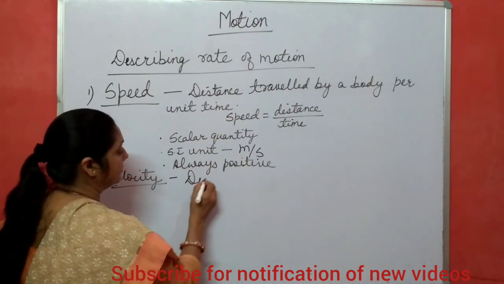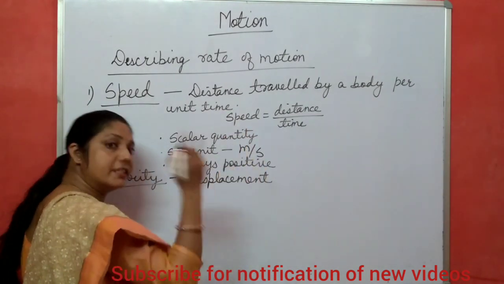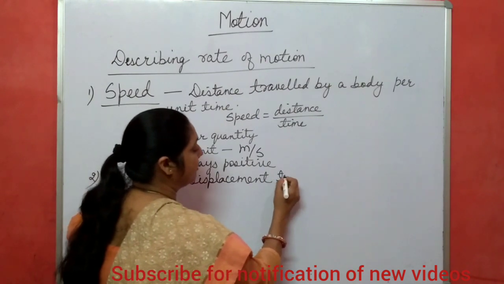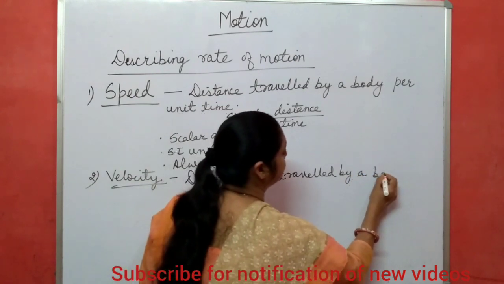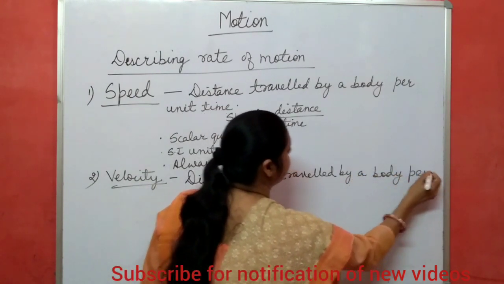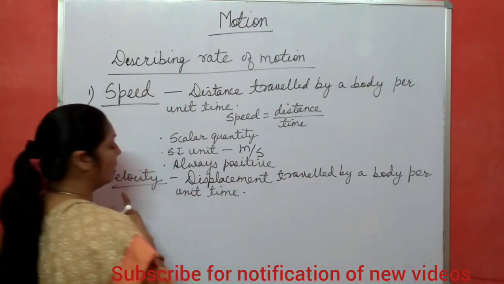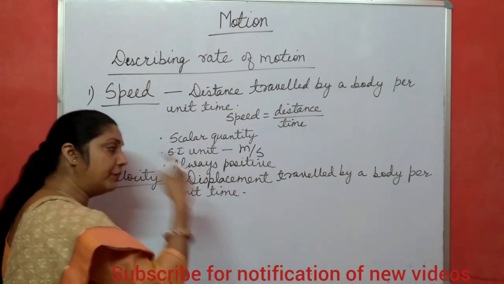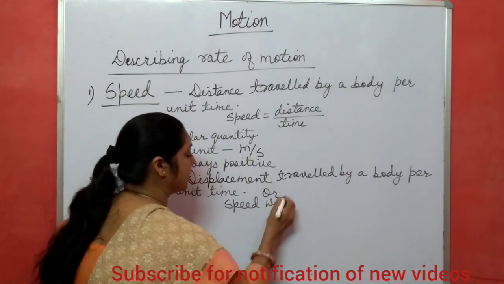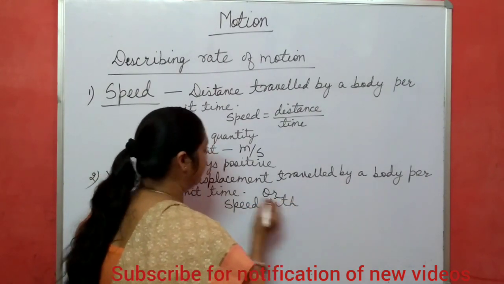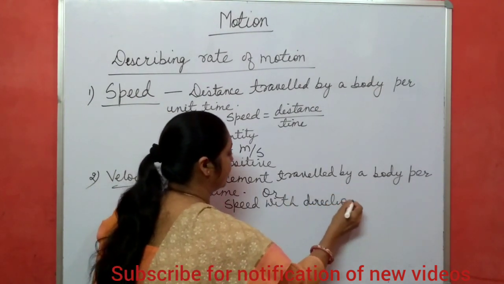displacement, because distance in a particular direction is displacement. Displacement traveled by a body per unit time. It is called velocity, or you can say speed with direction. If direction is involved, then it becomes velocity. Speed with direction is also velocity.